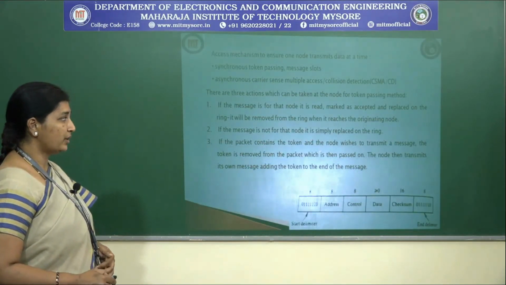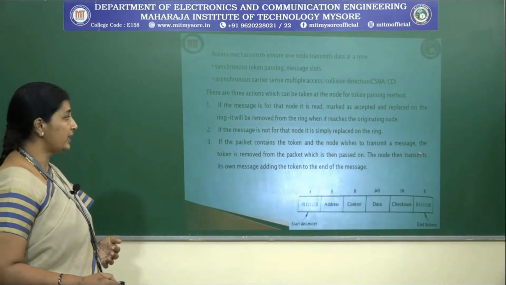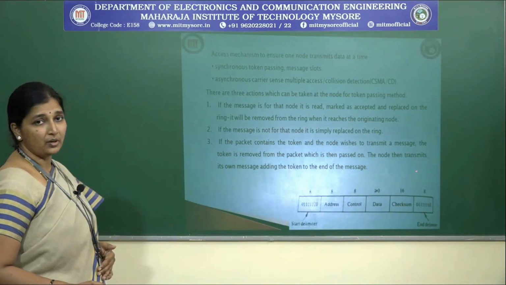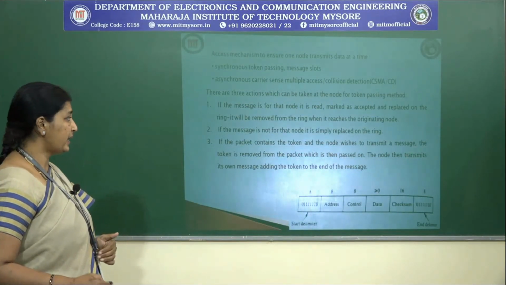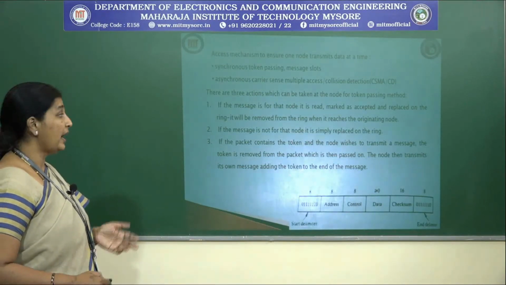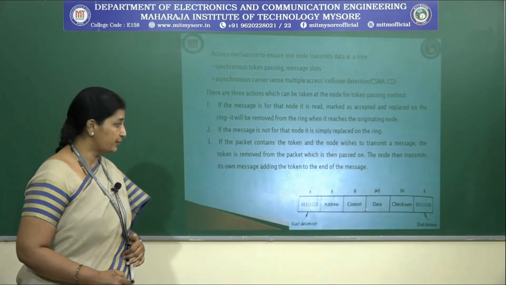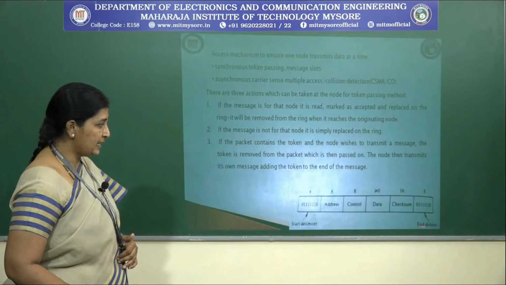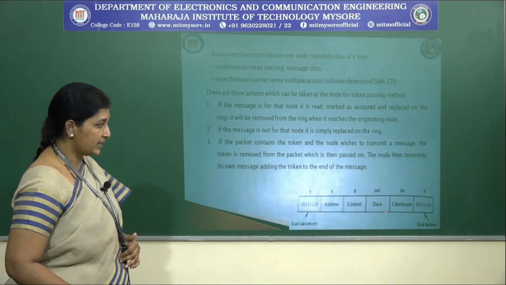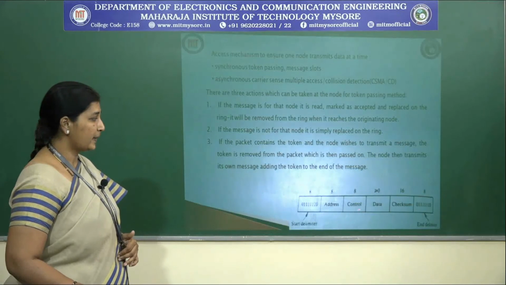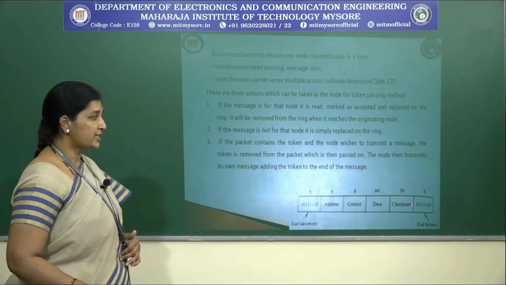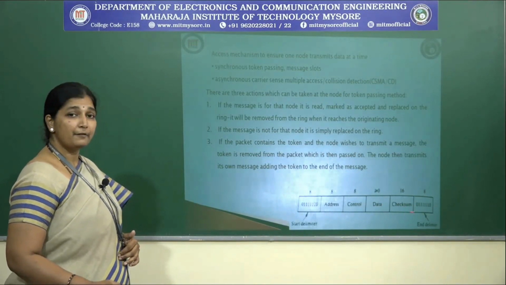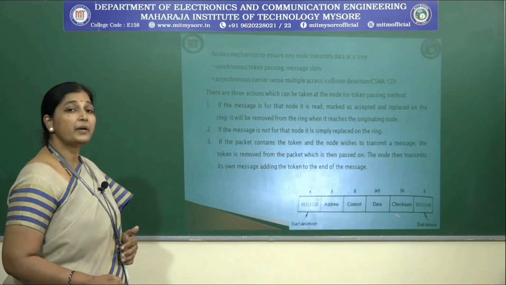If the packet contains a token and the node wishes to transmit a message, then the token is removed from that packet, which is then passed on. Then the node transmits its own information or message, adding the token at the end of the message. If you take this as information, you have a starting delimiter and an end delimiter. Then this is the address, this is the data which has to be sent, then there is a control, then you have a checksum. It will check whether the information is to be transmitted.